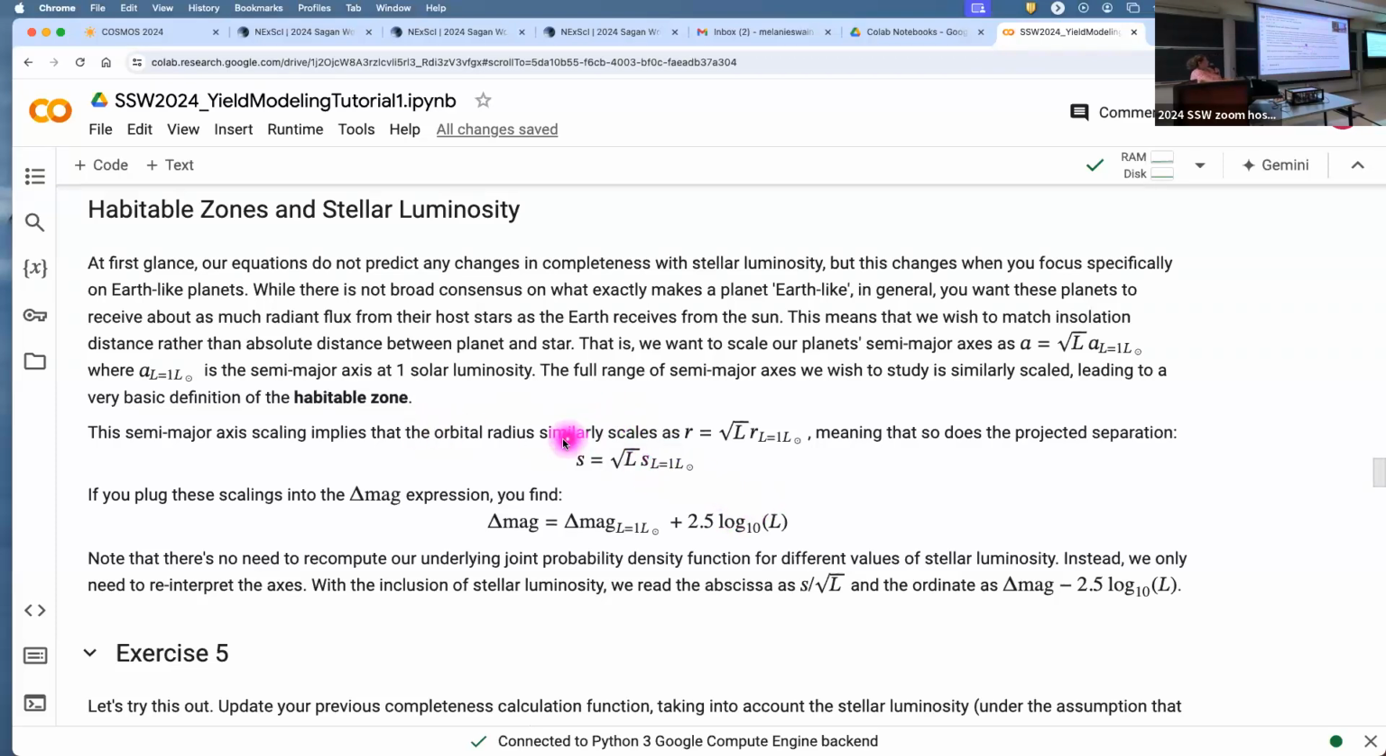This first equation, S, the separation, scales as a function of the square root of the luminosity of the star. And we normalize that by the solar luminosity. So we think of the solar luminosity as 1 because we're centric that way. So we can plug that into the delta magnitude equation, and we can separate out this delta magnitude of the sun, and then we have this 2.5 log 10 of the luminosity right here.